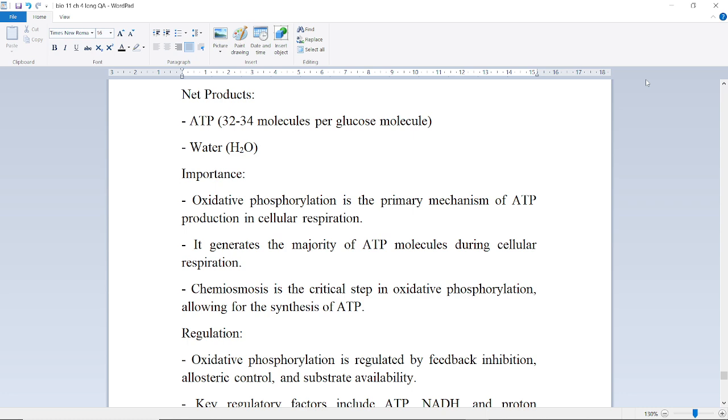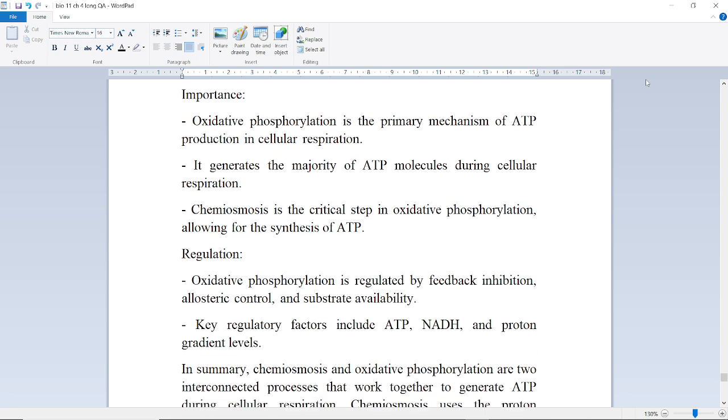Water. Importance: oxidative phosphorylation is the primary mechanism of ATP production in cellular respiration. It generates the majority of ATP molecules during cellular respiration. Chemiosmosis is a critical step in oxidative phosphorylation, allowing for synthesis of ATP.